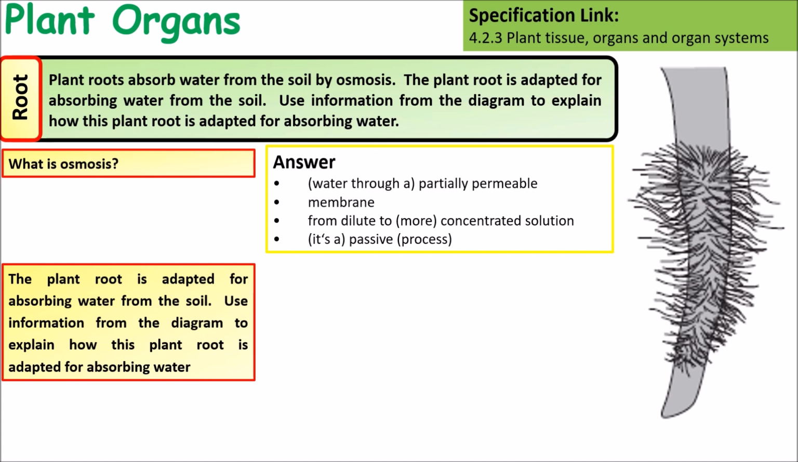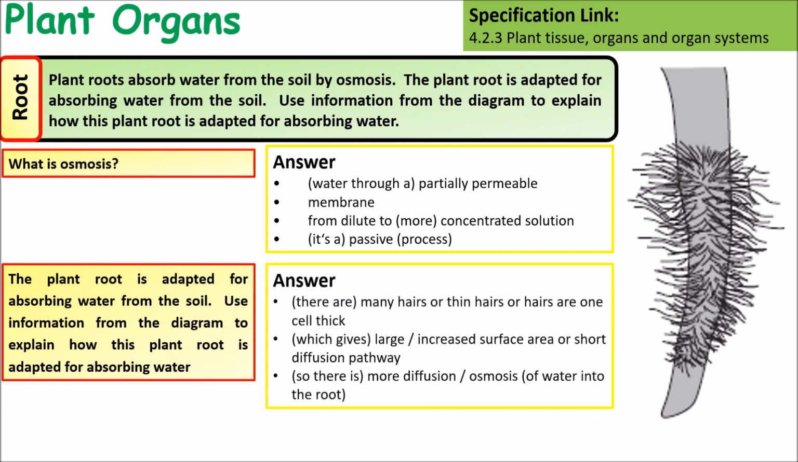Use the information from the diagram to explain this. So there are many hairs on it which increase the surface area. These hairs are only one cell thick, so there is a short diffusion distance. There are many root hairs to increase the surface area, and it's worth talking about osmosis as how the water is entering the roots.